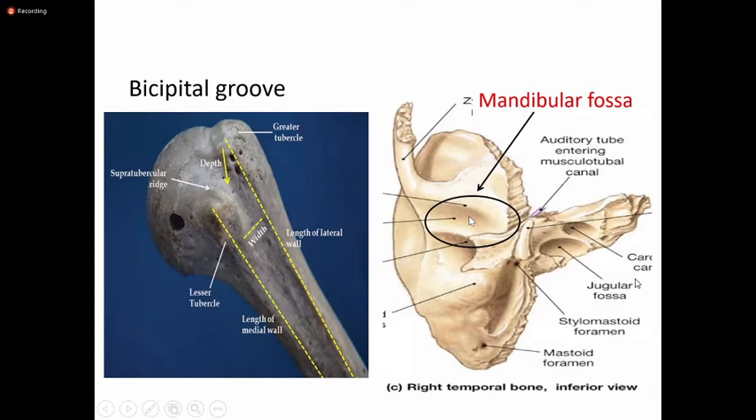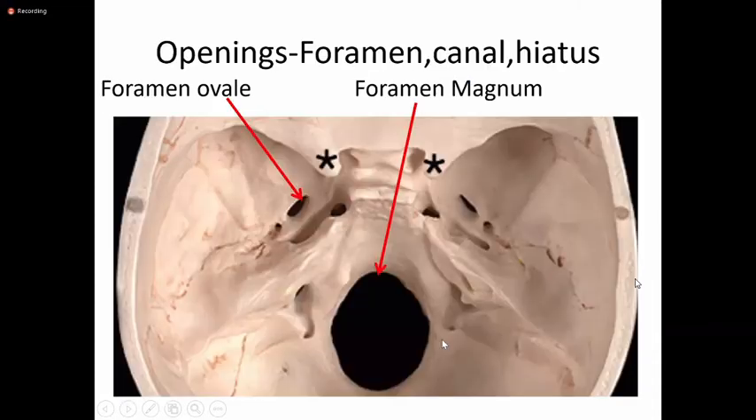Then there are openings in the bone, such as foramina, canal, hiatus. The foramina are the openings through which the structures will pass out. In the skull, we can get numerous foramina, such as the foramen magnum, through which the brainstem will extend as a spinal cord. And this is foramen ovale.